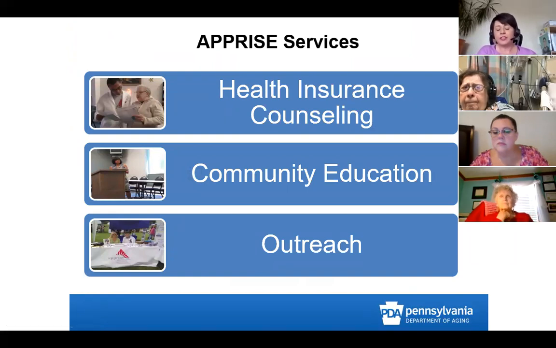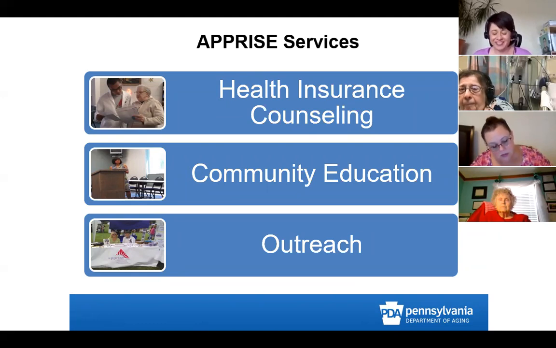To better understand the role of the APPRISE program, it's helpful to know that our services are provided under three broad areas. The first area is health insurance counseling, and this is our primary function. We help Medicare beneficiaries understand Medicare and their Medicare healthcare options and choices. The second is community education. In addition to that individualized counseling, we also do a great deal of work to try to increase public awareness about our APPRISE services through community education, like what we're doing here today.